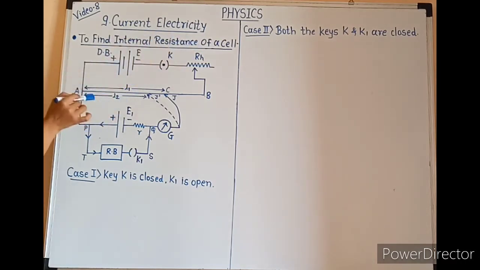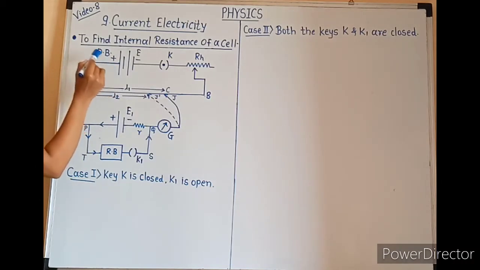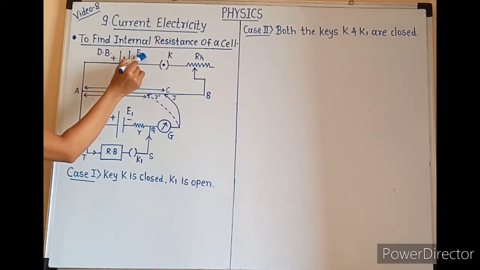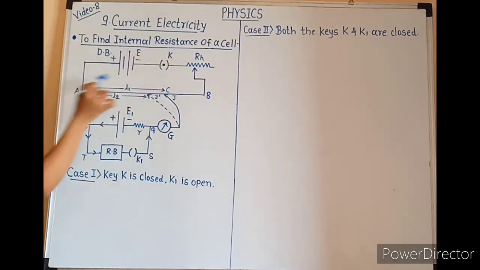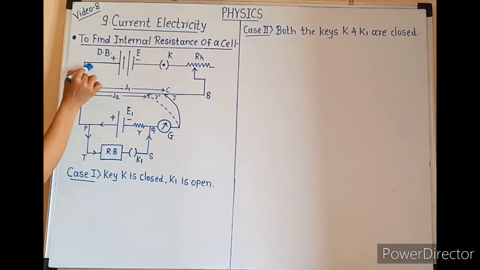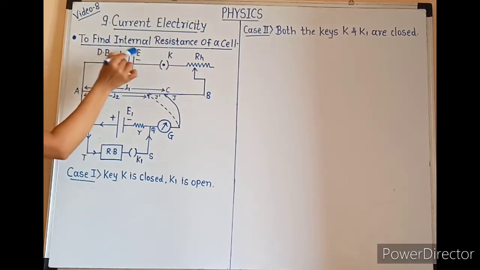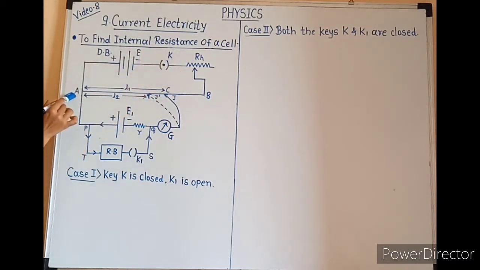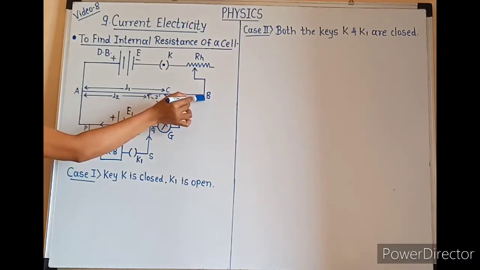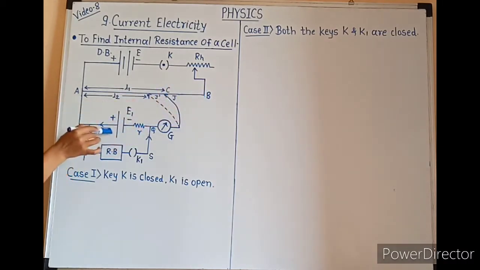In this circuit diagram, it consists of a potentiometer wire AB. This potentiometer wire AB is connected in series with the driving battery of EMF E, key K, and the rheostat, where terminal A is at higher potential than terminal B.